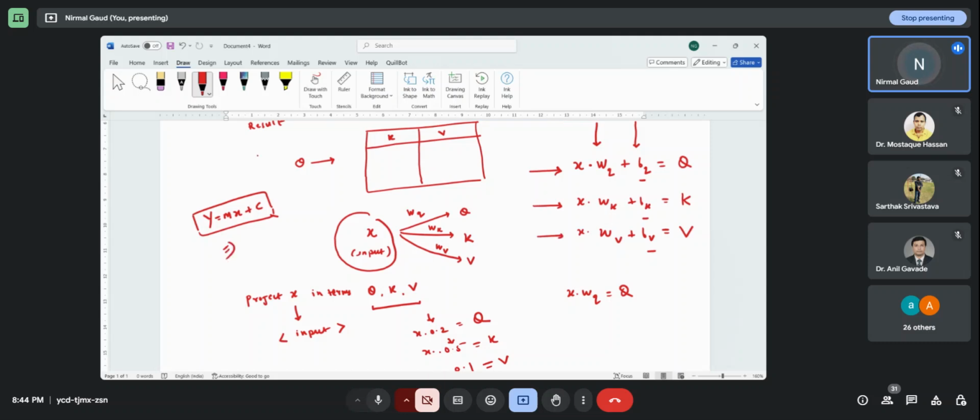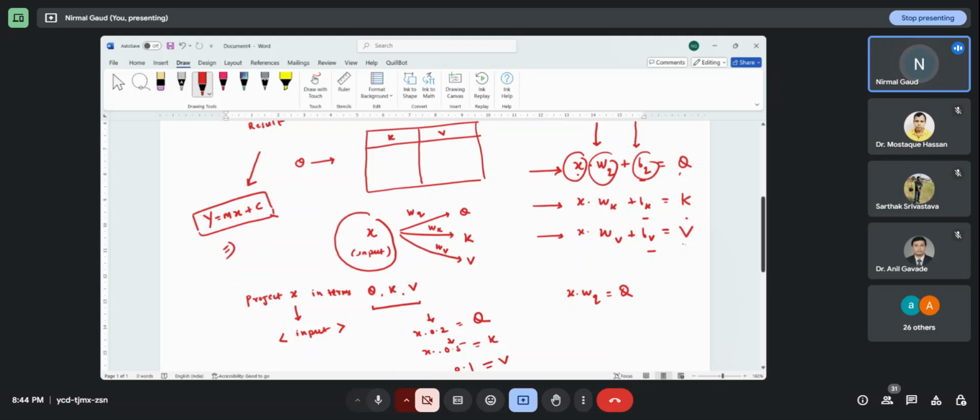So never underestimate this equation. This equation is very worthy, especially in neural networks. You can see this is my input, this is my weight, this is my bias. So mx plus c, and this is my Q, this is my K, this is my V.